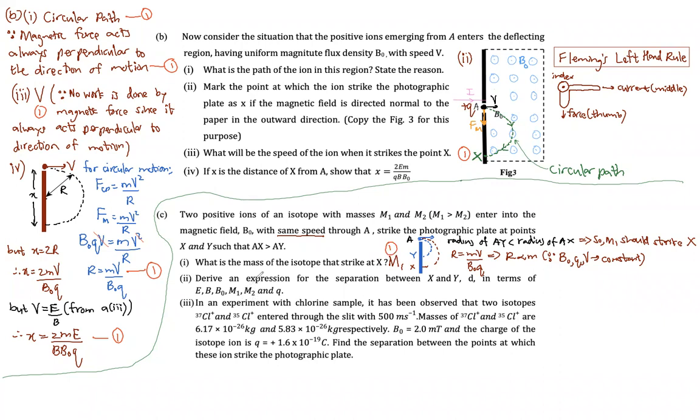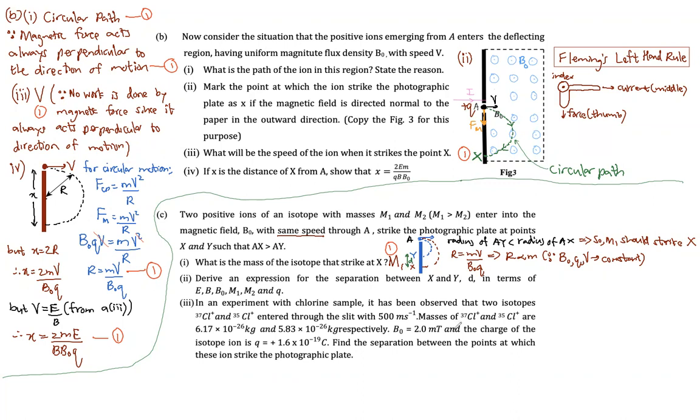Derive an expression for the separation between X and Y, D, in terms of E, B, B naught, M1, M2, Q. Wow. Okay, that D, people, this is that D. It's too congested. This separation between X and Y is given as D, this simple D. Separation between X and Y, that is this distance D. So we have to find that equation.